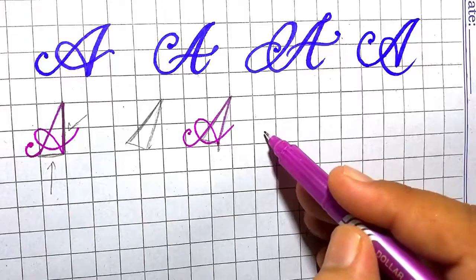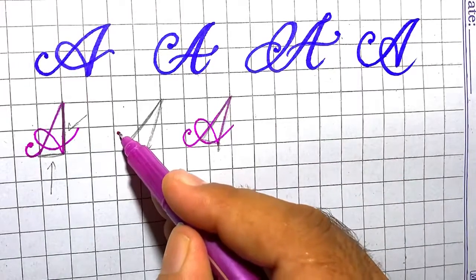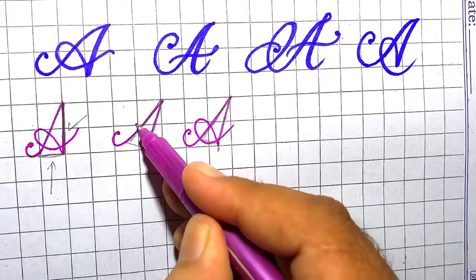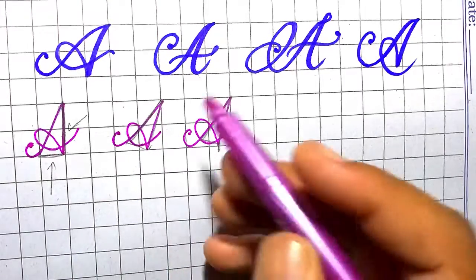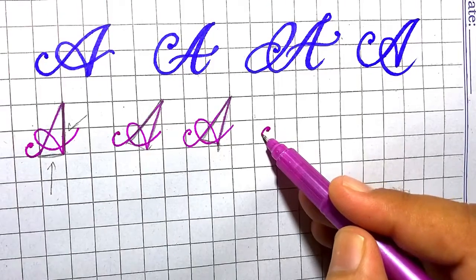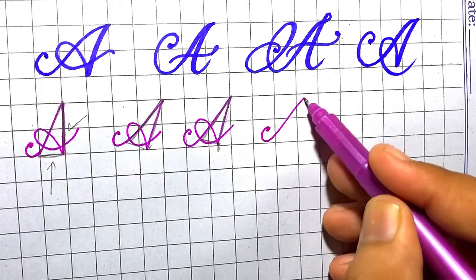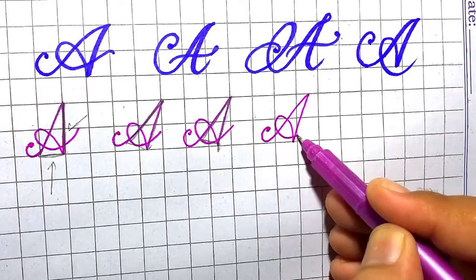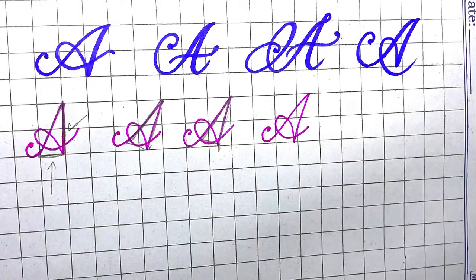Now practice from this side. Now practice without the triangle shape. This is so easy guys.